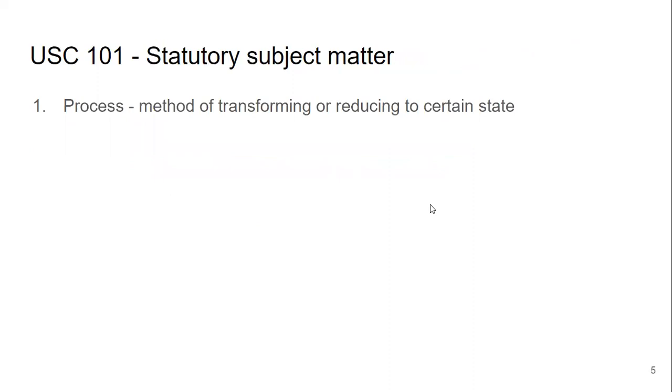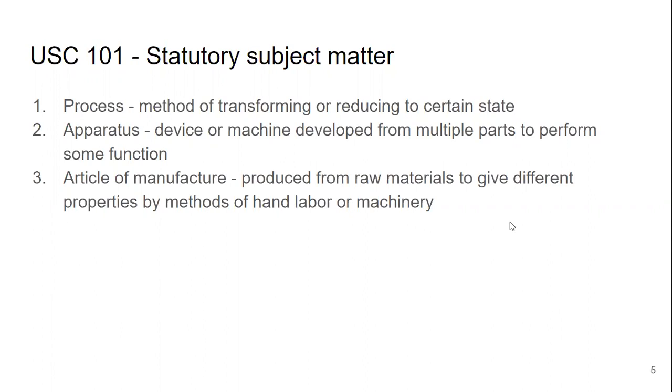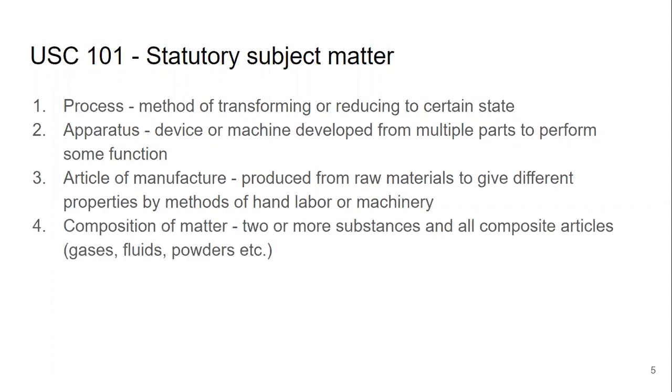So now for more about statutory matter. First off, a process is a method of transforming or reducing to a certain state. Then you have an apparatus. An apparatus is defined as a device or machine developed from multiple parts to perform some function. A lot of times that is pretty clearly identified in the claim, right, when it's referencing a product. That would be an apparatus. An article of manufacture is produced from raw materials to give different properties by methods of hand labor or machinery. And then you have the composition of matter, where there are two or more substances and all composite articles. So just a mixture of all of those.